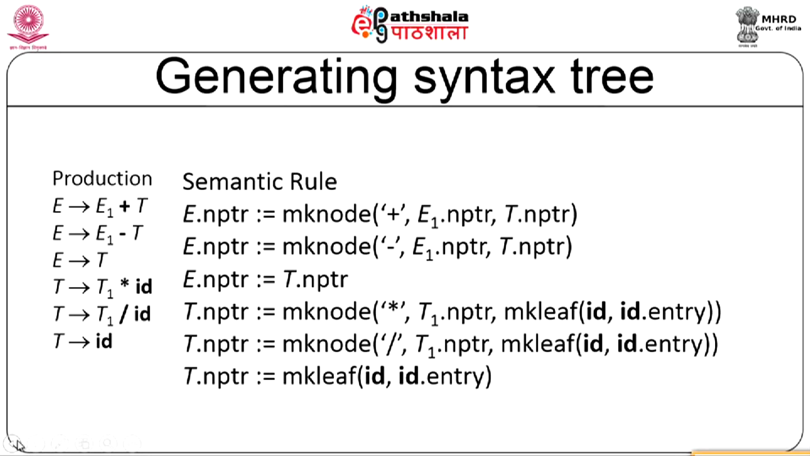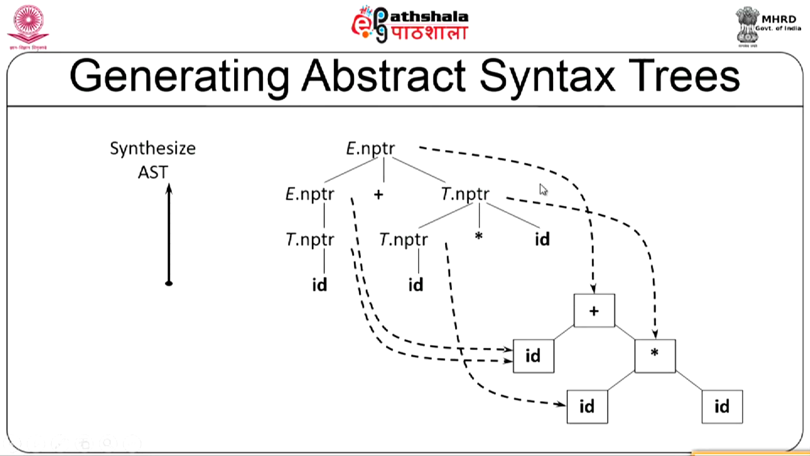If you correlate this rule with this, I have E.node pointer is equal to E1.node pointer plus T.node pointer. So, this is my new node whose operator is plus, which has got pointers to E.node pointer and T.node pointer. So, I have two nodes, E.node pointer and T.node pointer, and then for star I have again T star F, and so on and so forth.